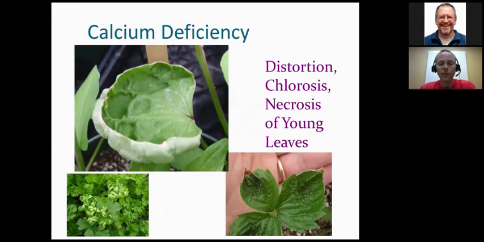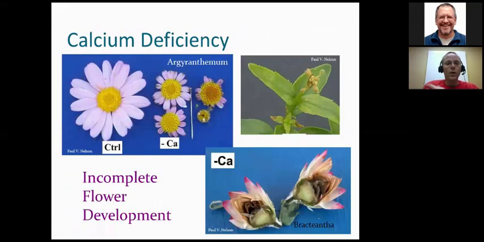It's just all happening like it's all puckered up at the very tip, and we get some necrosis following in very shortly after we see this cupping or puckering of the leaves. We also see incomplete flower development, fewer petals, misformed petals. If you cut open the flower, you might see some necrosis in the middle of there.